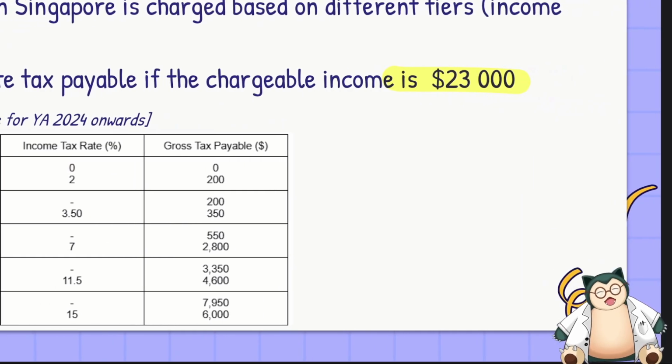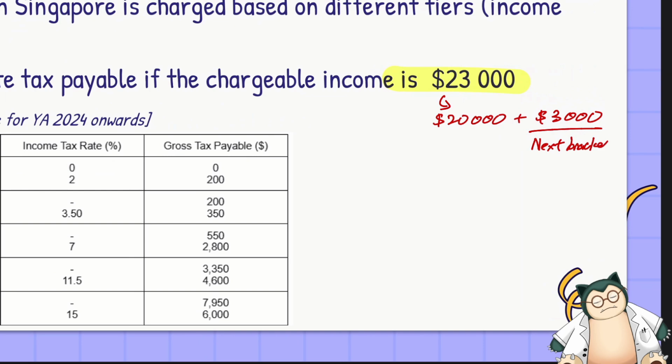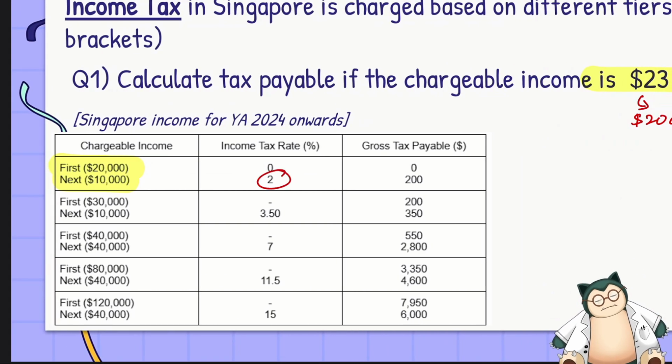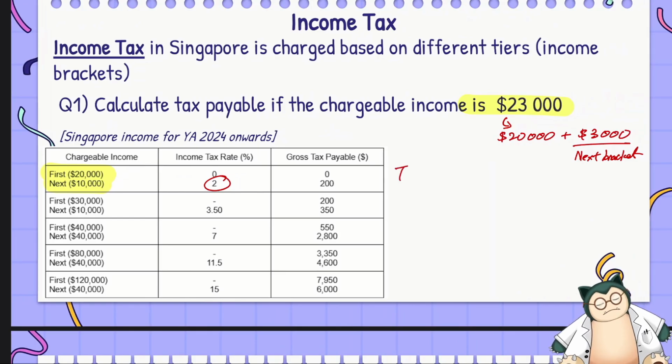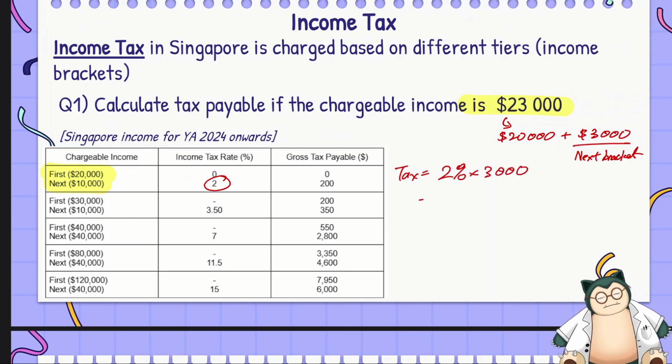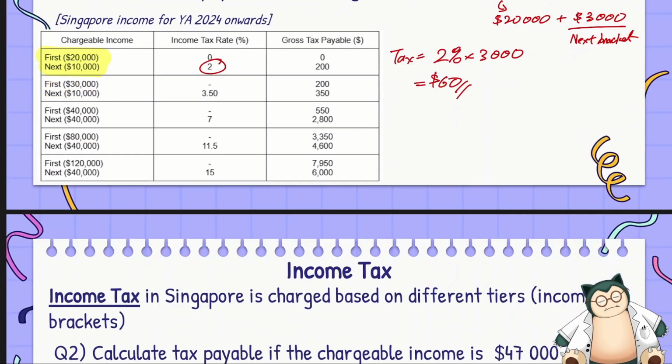However, you still exceed by 3,000, right? So this is 20,000 and you add another $3,000. So this $3,000 is in the next bracket. Okay, so in the next bracket, we have an income tax rate of 2%. So then what we simply put is just tax equals 2% of this $3,000, which is just $60. Is that okay? Okay, good. Let's look at the next question.